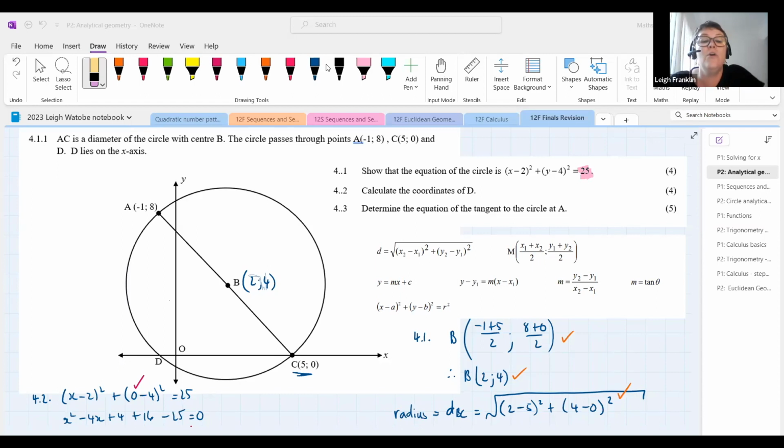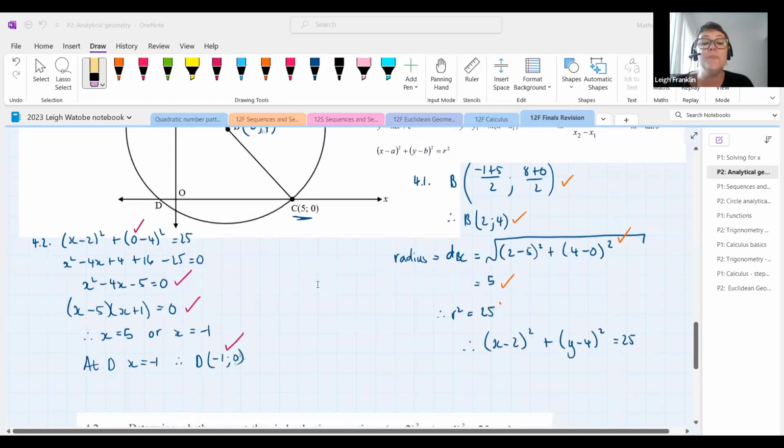That's it. Okay, so the gradient of the tangent times the gradient of line AB or AC has to be equal to -1. All right, and the reason for that is because the radius is perpendicular to the tangent. Okay, yes, and it's very important that we state that as well.